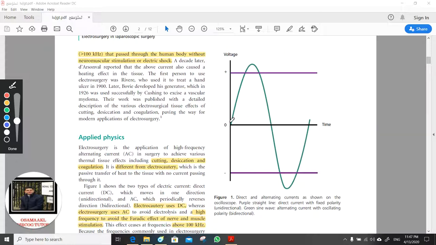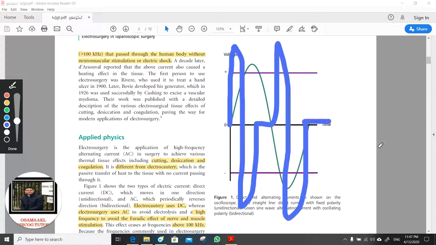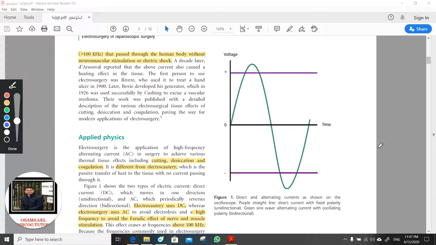In the same 1 second, I can make more cycles. How? Look at this. 1 cycle. Both. Now it became 2 cycles in the same time. So my frequency now is 2 cycles per second. So we talked about how many cycles per second.